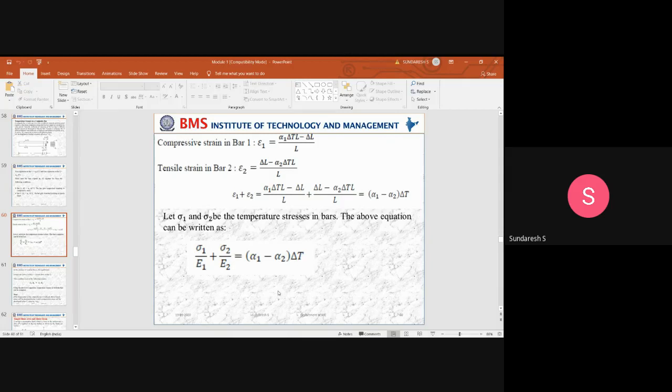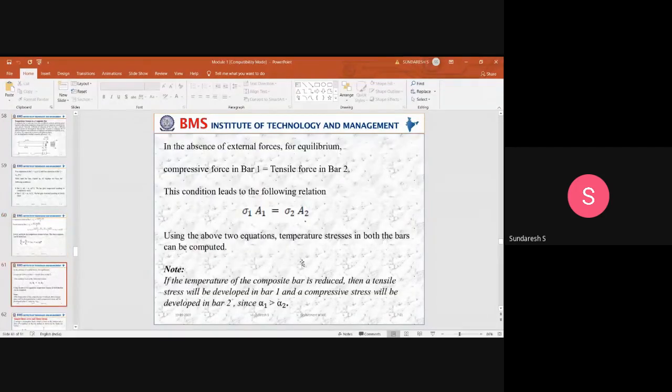Right. So now we have got this expression. This is one of the most important expressions in the analysis of temperature stresses in a composite wall. So please remember this: sigma 1 by E1 plus sigma 2 by E2 is equal to (alpha 1 minus alpha 2) into delta T. This is the one expression which is required for us in the analysis of temperature stresses in a composite wall. Please make a note of this equation. Now, I will just move on to the next one.